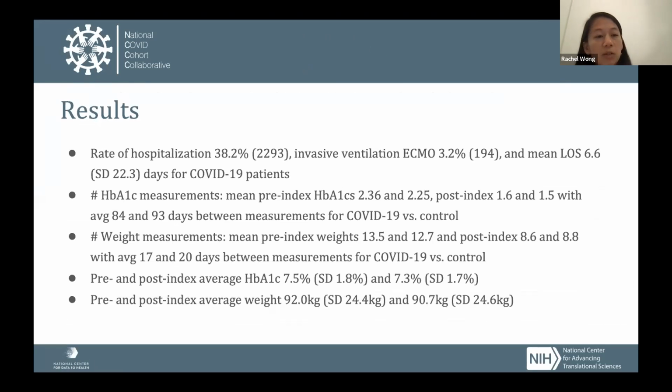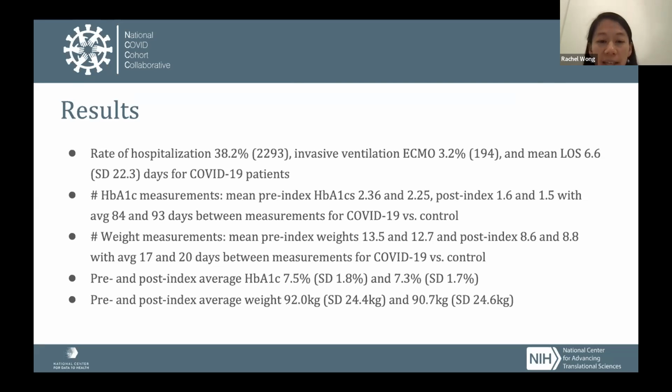So let's get to the results. In terms of our COVID-19 and diabetic population, the hospitalization rate was 38% and the rate of invasive ventilation or ECMO was 3.2%, with a mean length of stay of 6.6 days for their COVID infection.